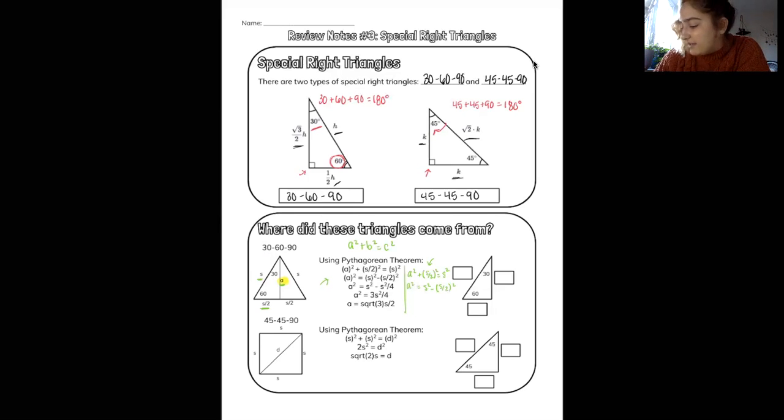So now we're going to do out that s divided by 2 squared. We're going to see what we get. So we have a squared equals s squared minus s squared over 4. Because s times s is s squared, and 2 squared is 4.